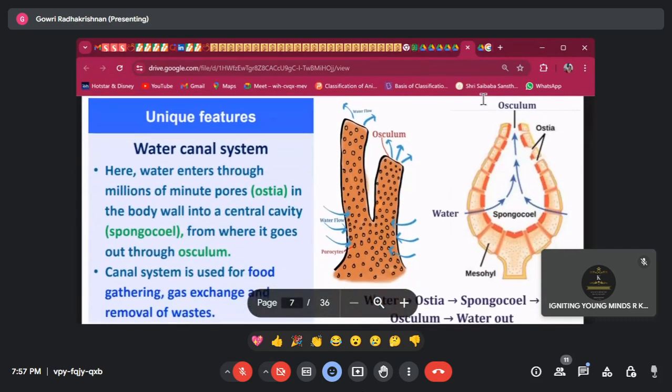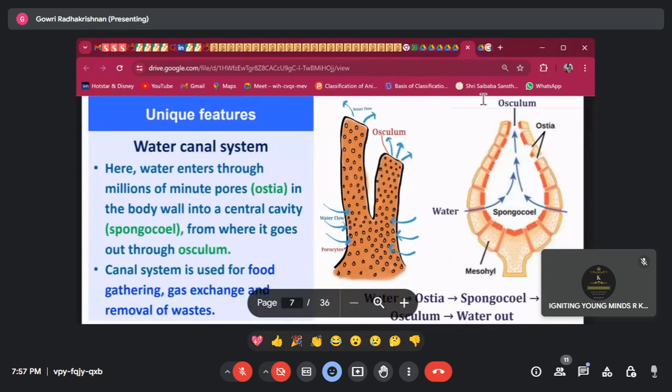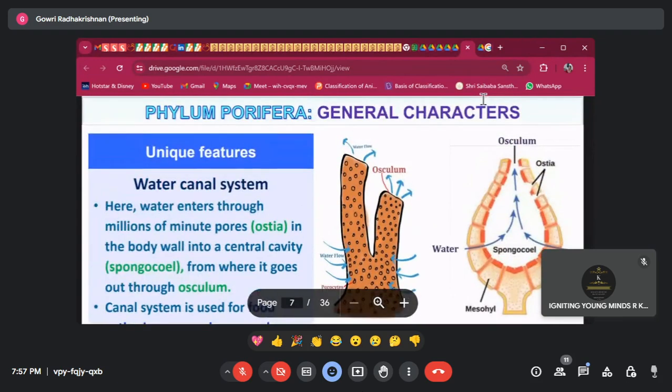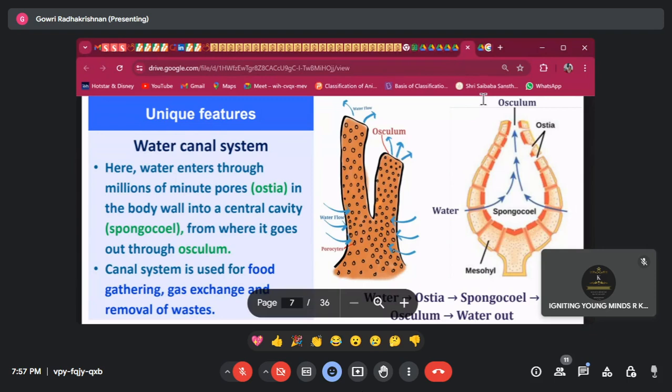Okay, unique feature. What is the unique feature? Water canal system. What is the water canal system? You can see the osculum, the opening at the top is the osculum, and the water enters through millions of minute pores, that is called ostia. Through the ostia, water enters.